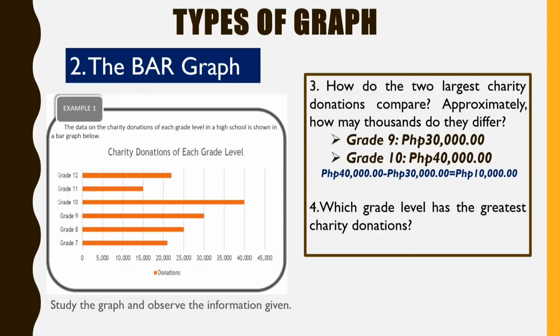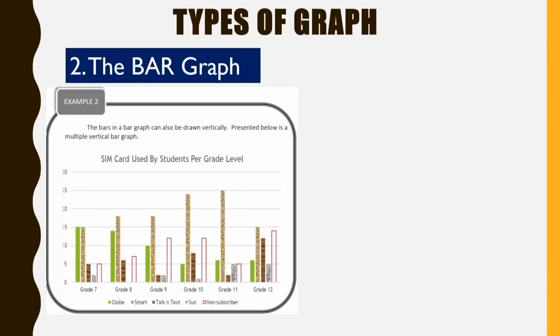Question number 4, which grade level has the greatest charity donations? Obviously, it is the grade 10 students who gave a total of 40,000 pesos. Let us look at another example of a bar graph. The bars in a bar graph can also be drawn vertically. Presented below is a multiple vertical bar graph. And let us analyze that graph as we answer the questions that follow.